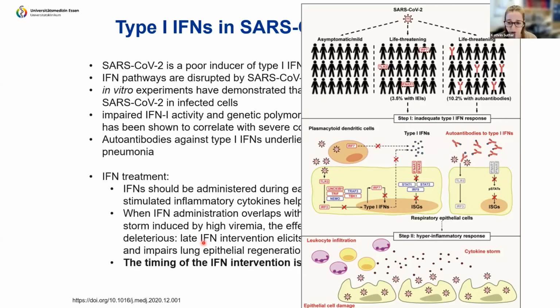With this very insufficient type 1 interferon response in the beginning, the virus is growing and replicating. At the end this results in a very strong viral infection, damage of the immune system, and systemic inflammation. And this is what we see in COVID-19.